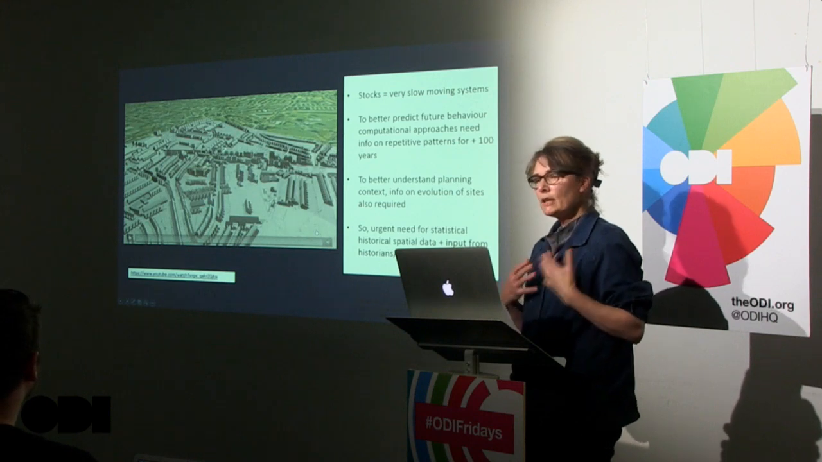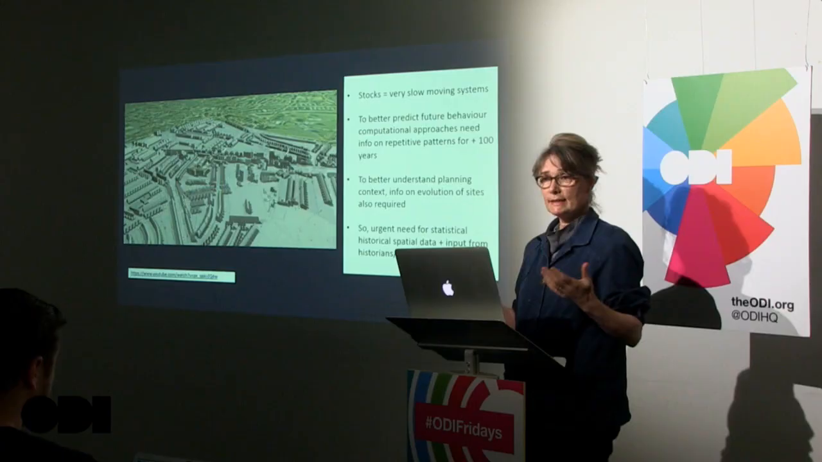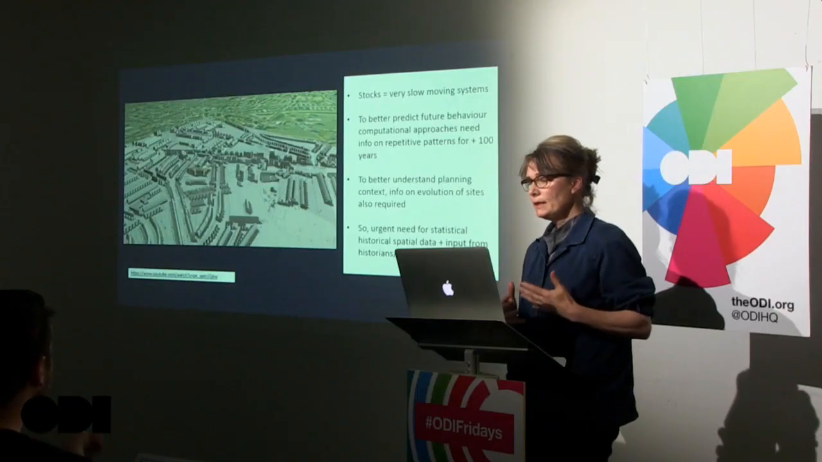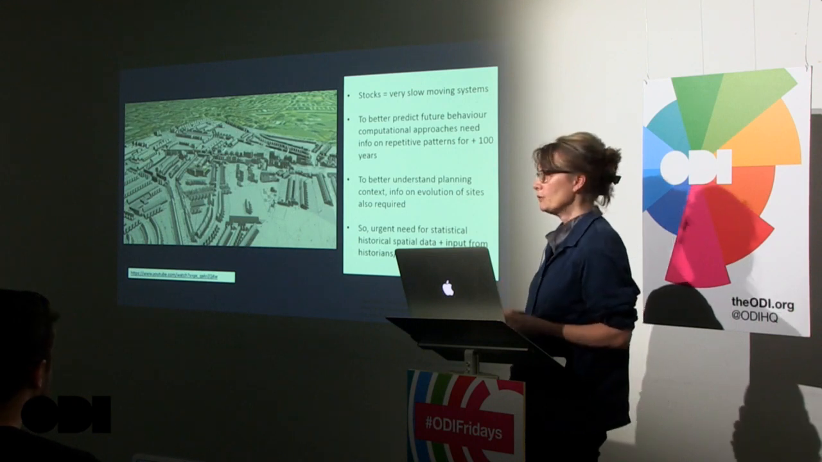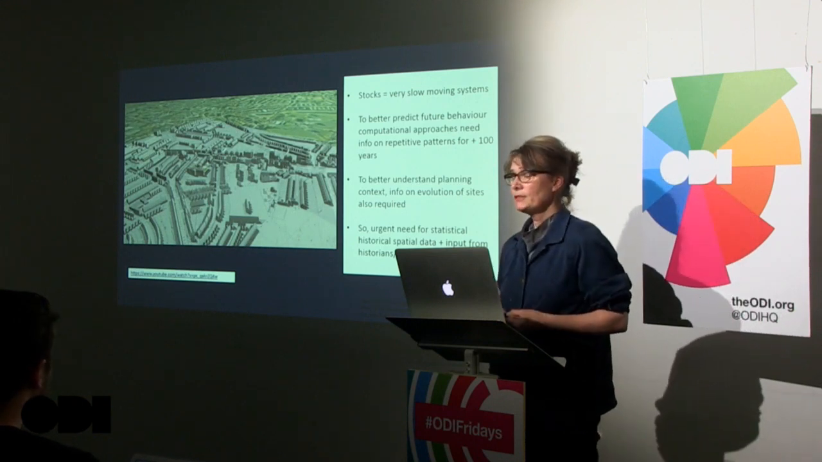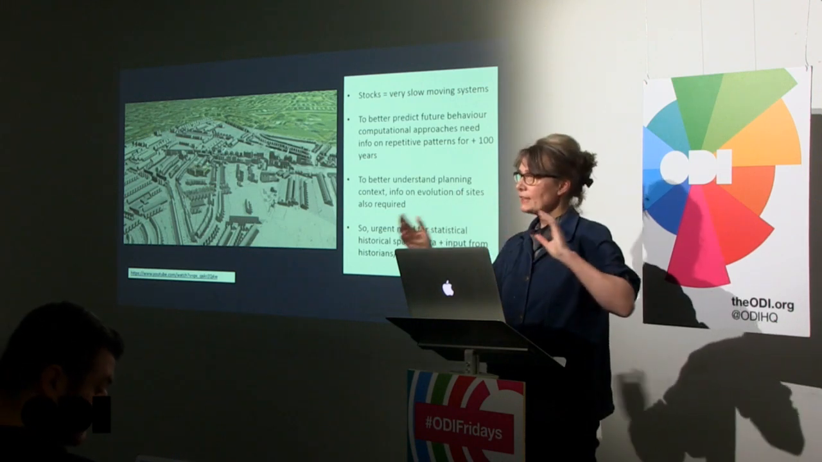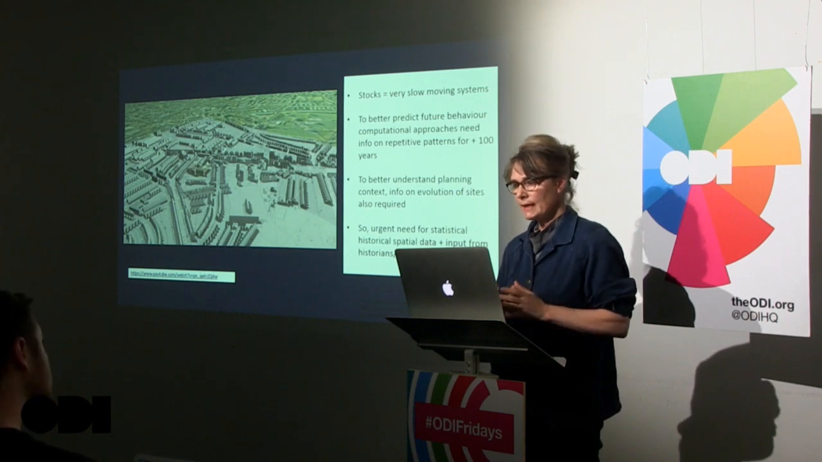But because they're such slow-moving systems, if you want to predict what's likely to happen to them in the future, you actually need to go back a very long way to look at repetitive patterns. And that means you really need to understand that evolution, and that means you have to work with people who've got archive data and know about history. So you've got to start combining all these different types of expert knowledge and joining them together.